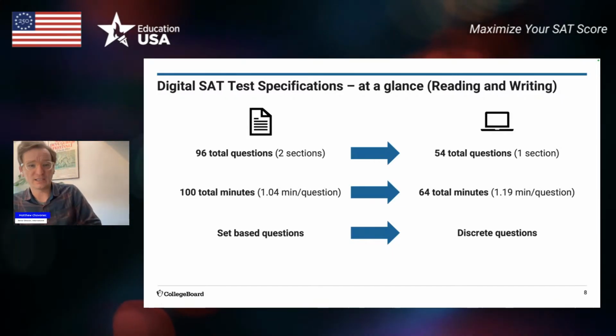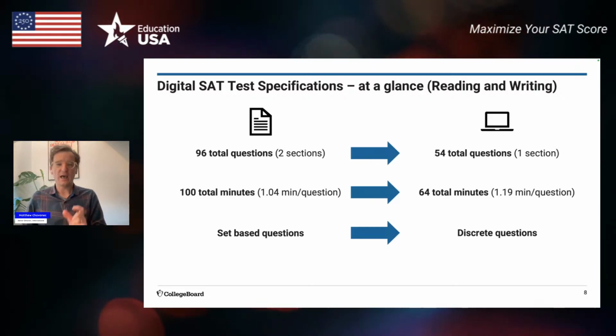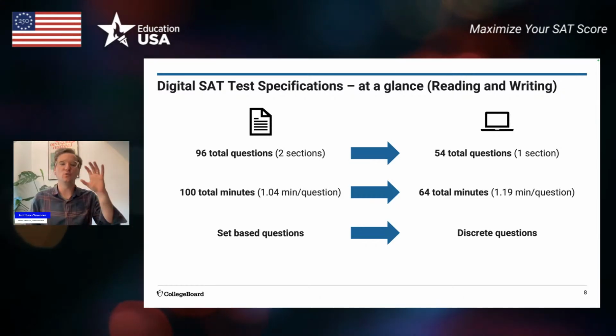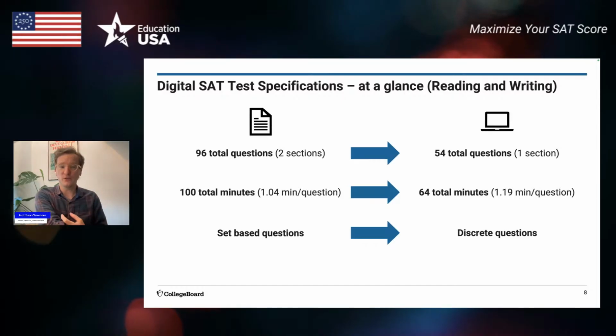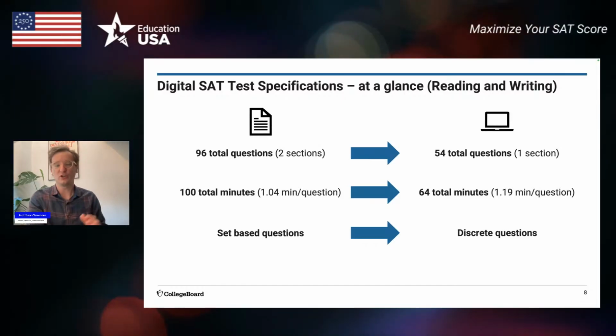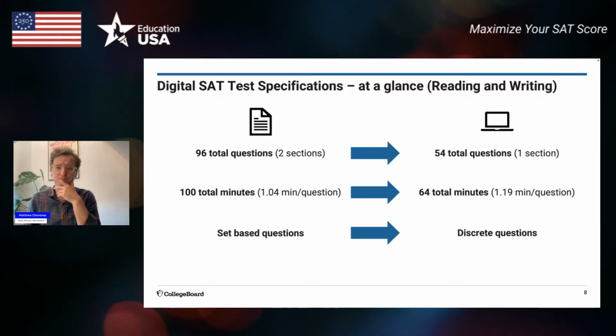The reading and writing section has 54 questions, and you do that in just over about an hour. And those questions are discrete, which means every question and answer on the test is going to correspond to one text. That text is usually pretty short, about a few sentences or one paragraph, so that you can see everything at the same time. So everything on your screen will be presented at one time.